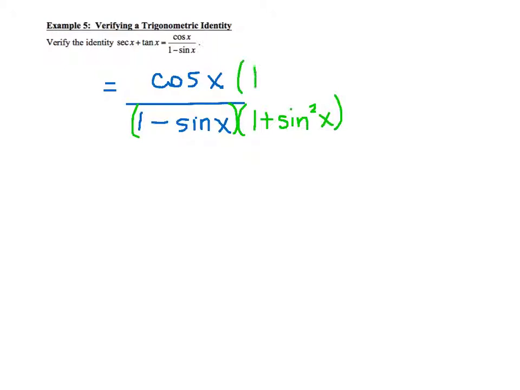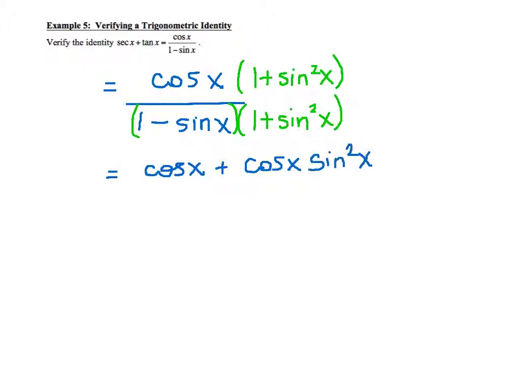And when you do that, what you get on the bottom is a difference of squares. So on top, when you multiply, you distribute, so you get cosine of x plus cosine x sine x. And on the bottom, you have a 1 minus sine squared x.